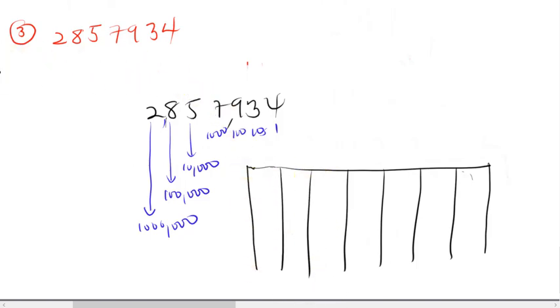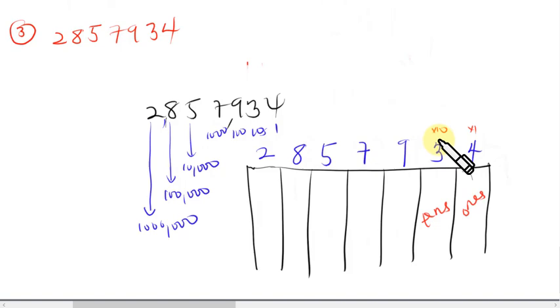Okay, so these are the numbers we have here. Let me start from the right to the left. I have 4, 3, 9, 7, 5, 8, and then 2. Okay, so as we said, we begin from the right and we move to the left. The first column here, this digit belongs to the ones, so just 4 ones, but the 3 belongs to the tens. So here is times 1, here is times 10.